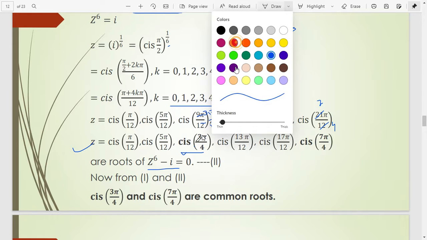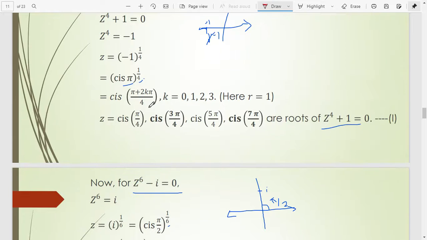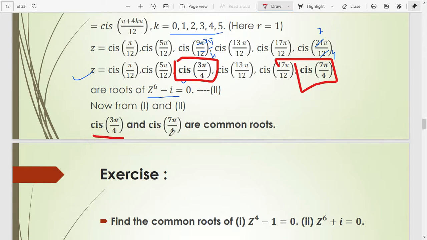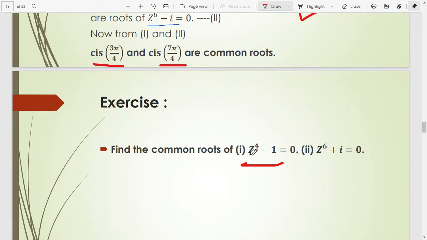So we get the common roots. We get two common roots: e^(i3π/4) and e^(i7π/4) are common roots. This is an exercise: z^4 − 1 = 0 and z^6 + i = 0.